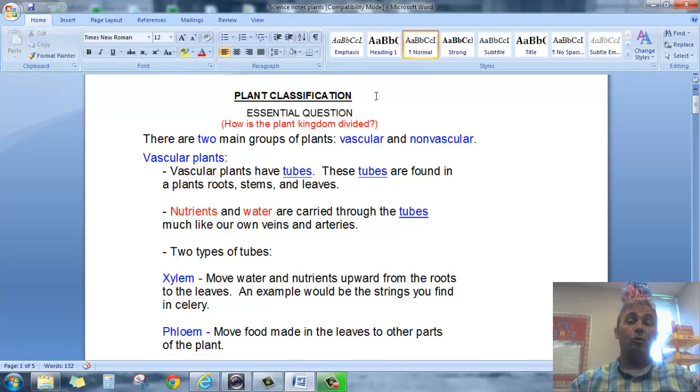Now, it doesn't have anything to do with having a backbone or not, because a plant doesn't have bones. And if you find one, let me know. We'll make some money. But plants don't have bones, so that's not the characteristic we're looking at. What we are looking at in this case is whether the plant has tubes. And I'm going to explain that in just a minute. The main names of these two groups are going to be vascular plants and non-vascular plants. So what makes you vascular or non-vascular?